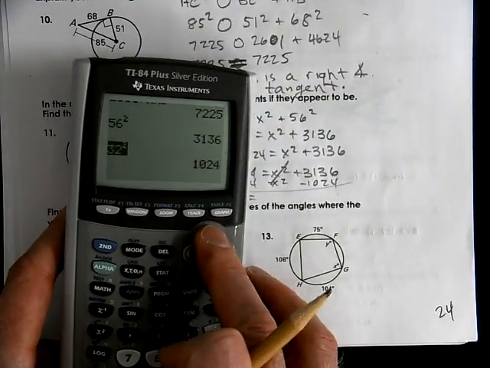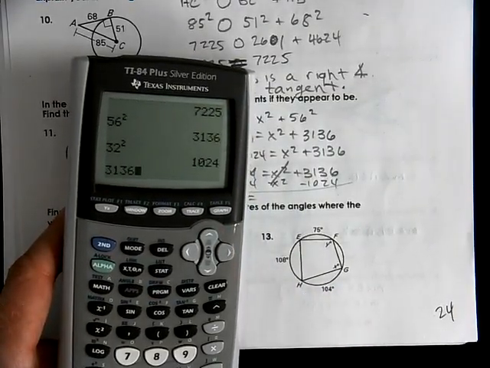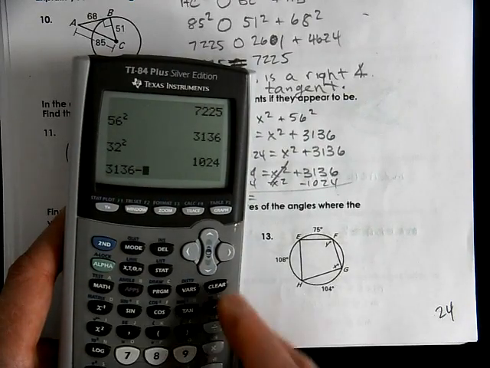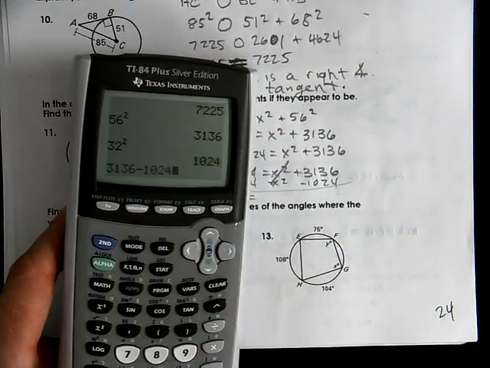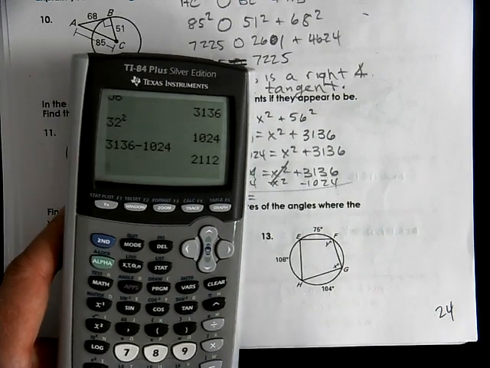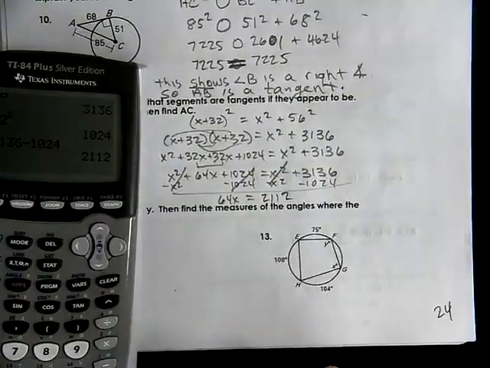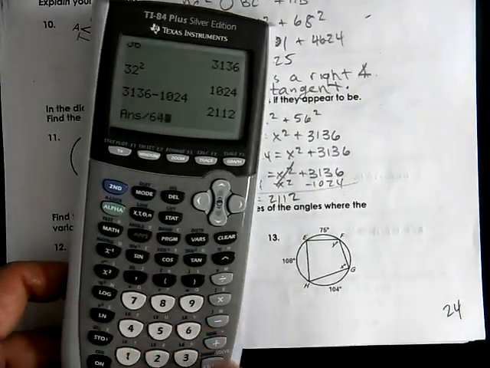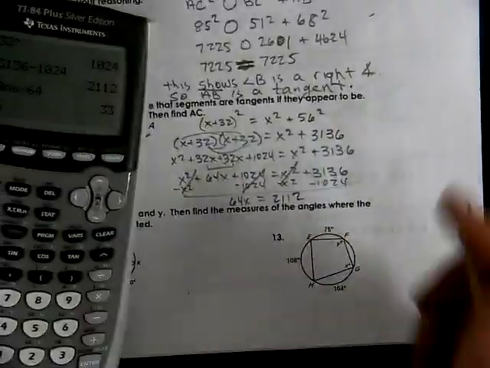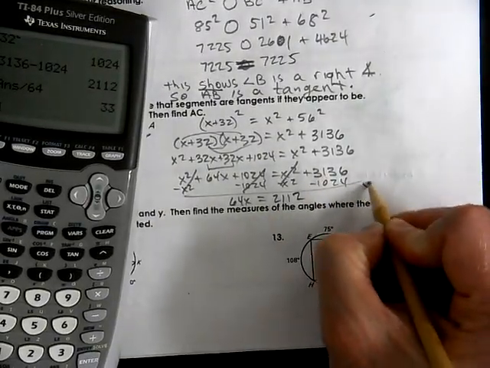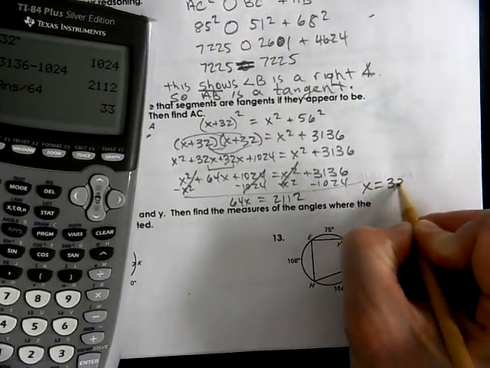I can come up and get our 3136 and subtract the one that we just used. Kind of a quick way to do it if you know your way around the calculator. And we get 2112. And I bet that that's divisible by 64. There it is. So when we divide, we get x equals 33.